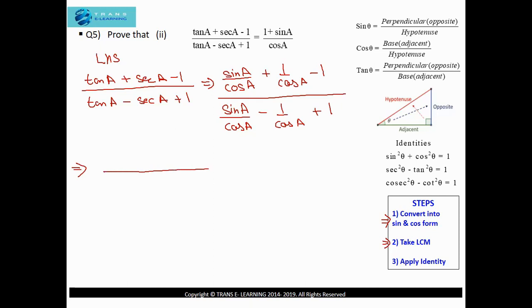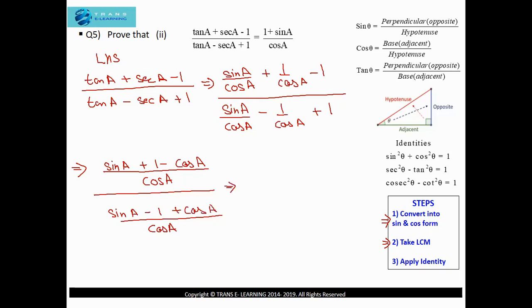In the numerator we have the LCM as cos A, and it will become sin A plus 1 minus cos A, and in the denominator also we have the same LCM cos A, and the numerator will become sin A minus 1 plus cos A. Now we will take the reciprocal of the denominator. There are two ways. You can cancel this and this directly, or you can do one more step of writing the denominator in the reciprocal manner. So I'm going to do that, and then I'm going to cancel this cos A and cos A.